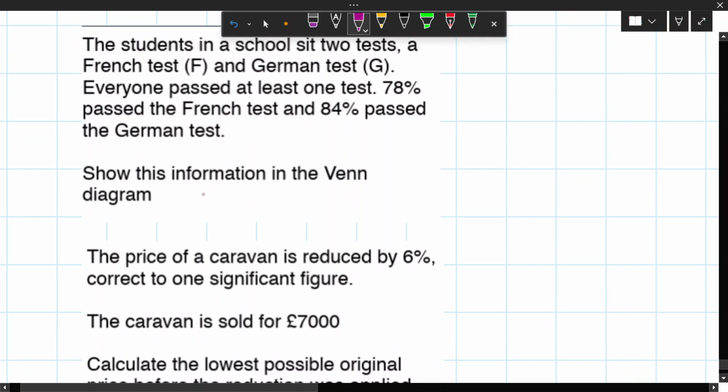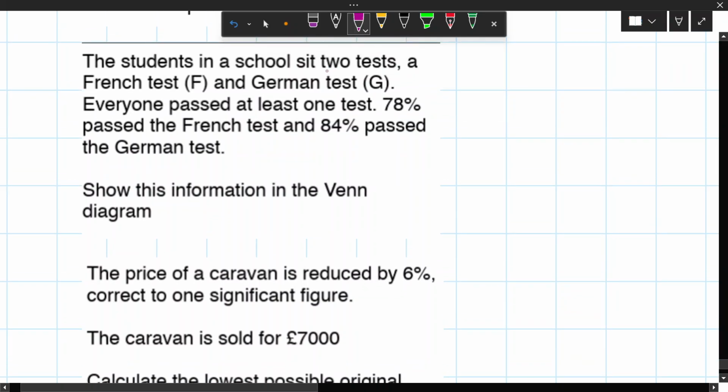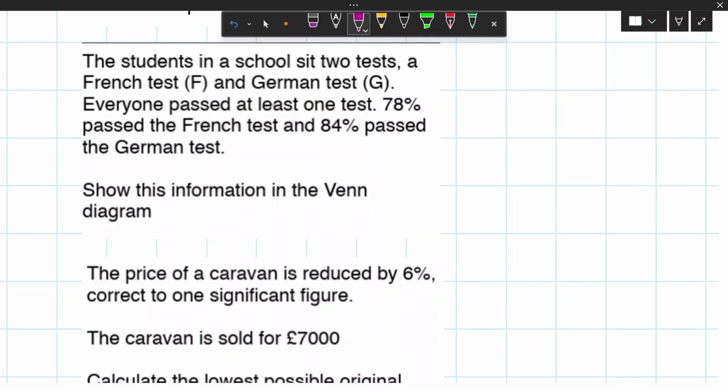Next question says, the students in a school sit 2 tests. One is a French test and the other one is a German test. Everyone passed at least one of the tests. 78% passed the French, 84% passed the German. Show this information in a Venn diagram.